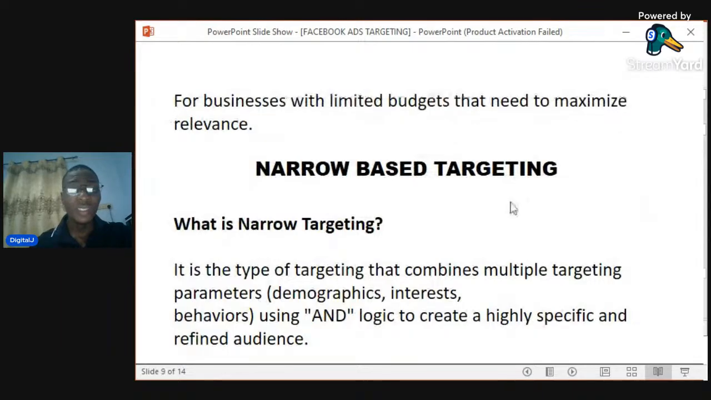You also use interest-based targeting for businesses with limited budgets that need to maximize relevance. Understand? So if you don't have enough budget to go broad, you can basically do interest-based targeting. If you don't have enough money to go broad, just do interest-based targeting and you'll still get results from it.